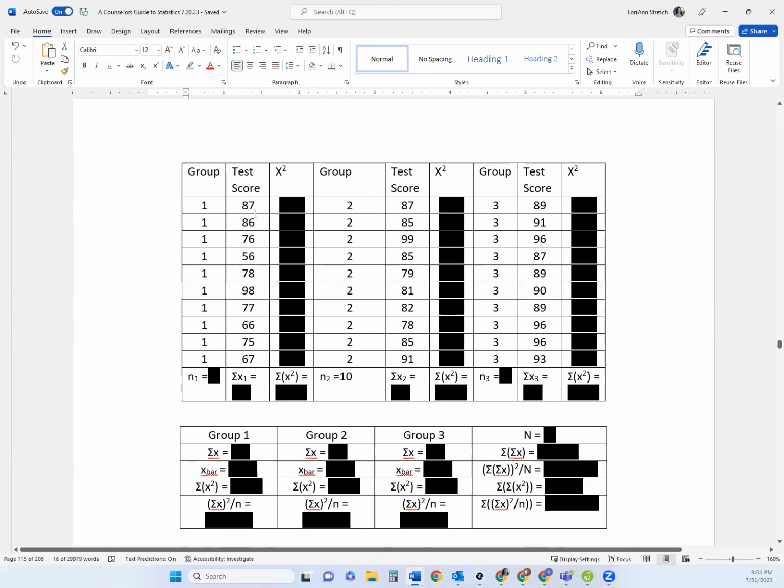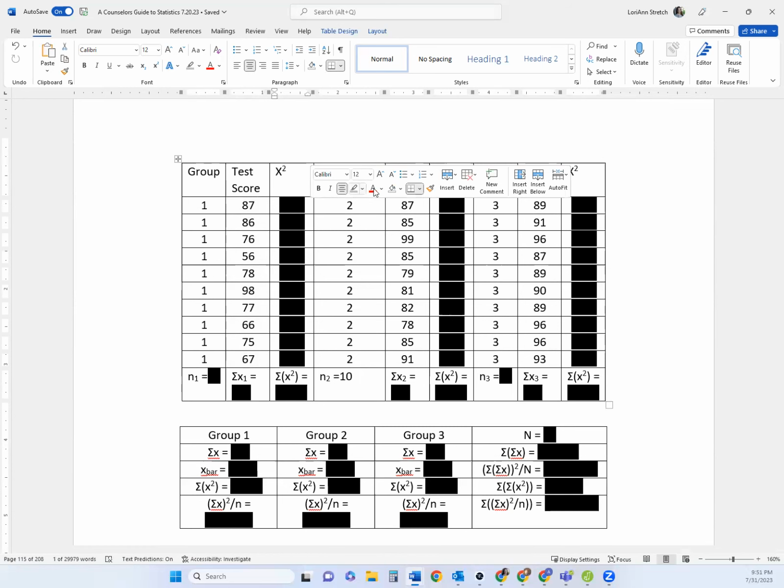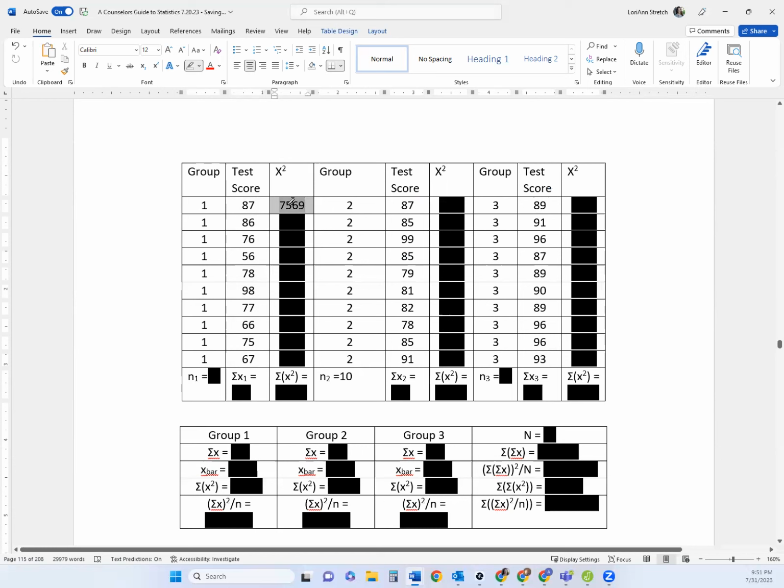First, I have all of my test scores for group 1. I'm going to take each one of these scores and square it. So 87 squared equals this. Then I'm going to total up the total number of people that were in group 1, and I'm going to come up with my sample size for group 1. And then I'm going to total up the scores, and I'm going to come up with my summation of group 1. The subscript is the group number.